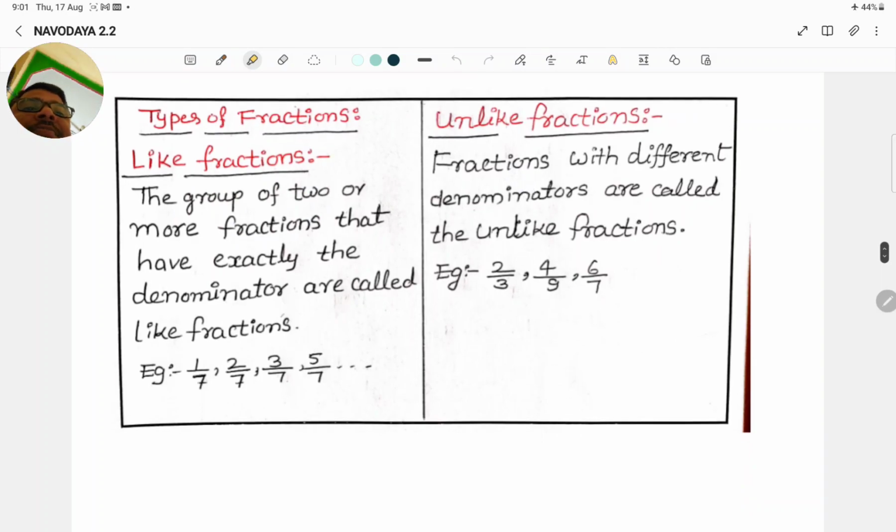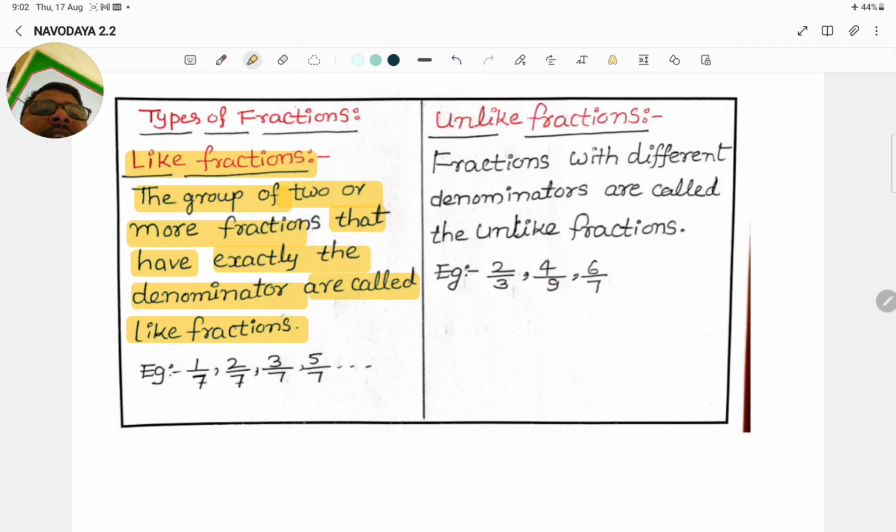See here, types of fractions. Like fractions. What is meant by like fractions? The group of two or more fractions that have exactly the same denominator are called like fractions. Here, like fraction is nothing but the denominator is the same. When we write like fractions, we require a minimum of two or more fractions, and in those fractions the denominator is always the same. Such types of fractions are examples of like fractions.